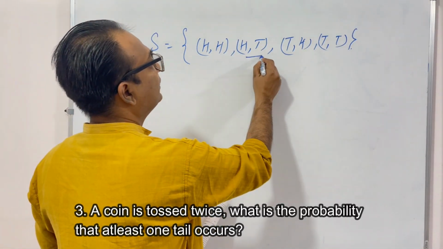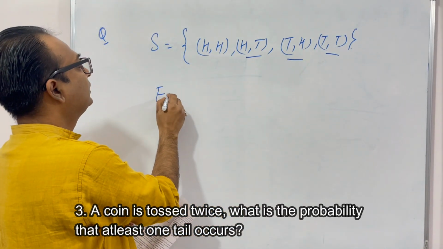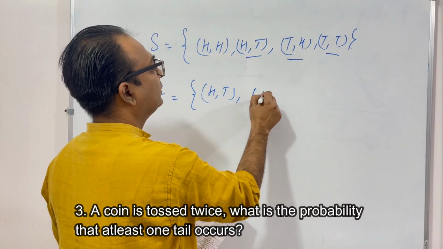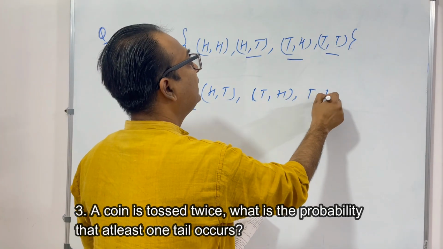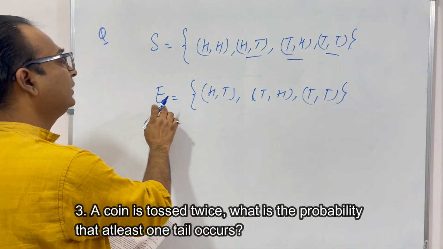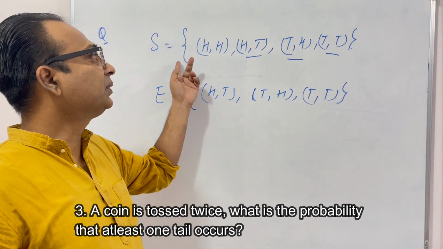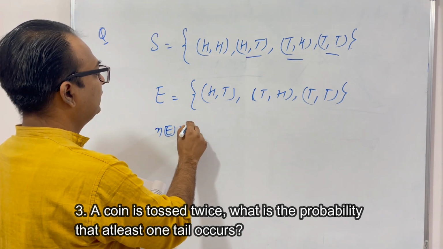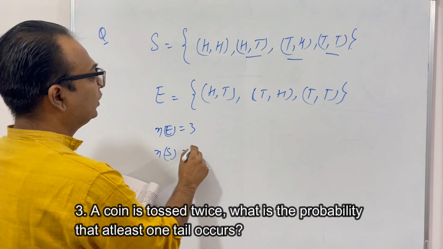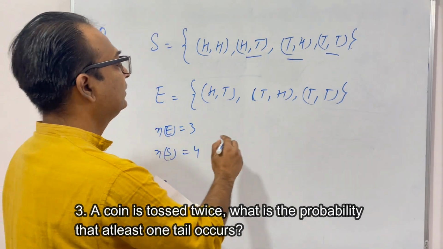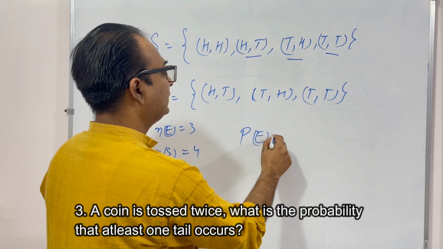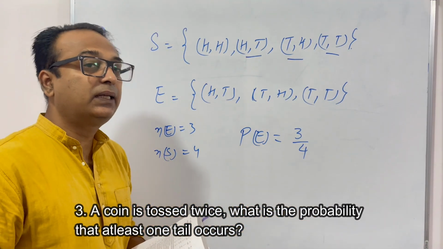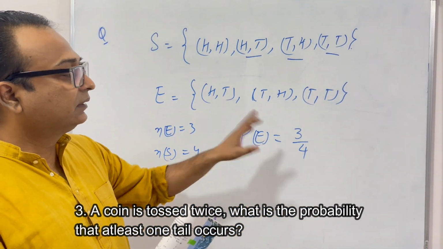At least one tail, we have these 3. That is, if the set is E, then this is E, that is, at least one tail occurs. So in the event we have 3 elements, and in the sample space we have 4 elements. n(E) is 3 and n(S) is 4. So the probability of occurrence of E is n(E) by n(S), that is 3 by 4. So the probability that at least one tail occurs is 3 by 4.